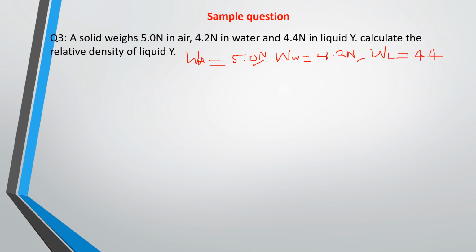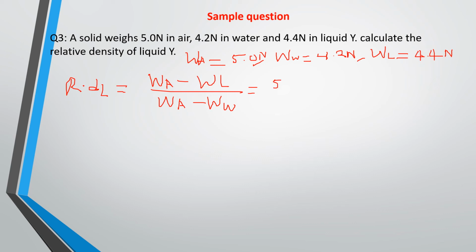4.4 Newton. So using our formula, we said that relative density is equal to what? Relative density of liquid is equal to apparent weight in liquid all over apparent weight in water. So apparent weight in liquid is weight in air minus weight in liquid, all over weight in air minus weight in water. Okay, so just substitute your values into this equation.